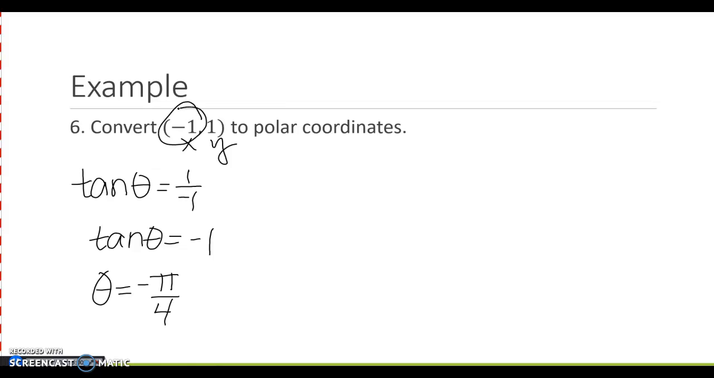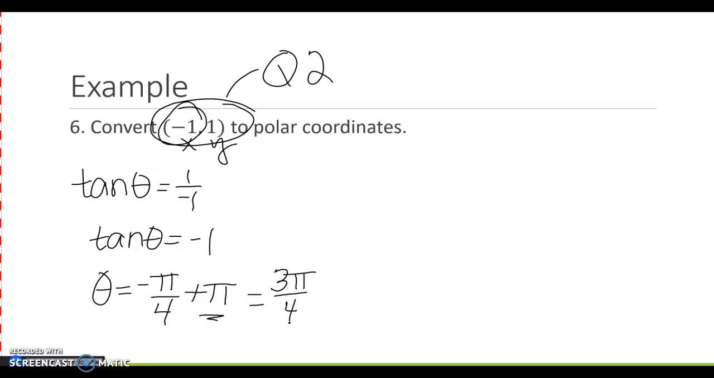Since my x value is negative, I'm going to add pi to it, and that's just going to ensure that I'm in the correct quadrant. For example, if we think about (negative 1, 1), that's going to be in quadrant 2, but this angle of negative pi over 4, that's in quadrant 4. So I need to add pi to it to get it to the correct quadrant of quadrant 2 and not quadrant 4. So when I add pi to it, I get 3 pi over 4. So that's going to be my theta value.